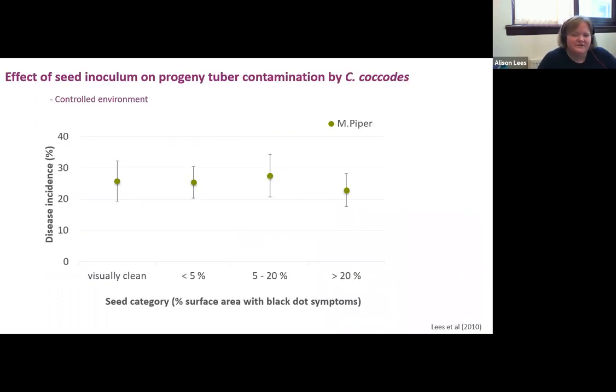So here's some old work of ours looking at the role of seed-borne inoculum in causing black dot on progeny tubers. We planted seed with different levels of disease, ranging from visually clean to more than 20% surface affected with black dot symptoms, into Colletotrichum-free soil under controlled environmental conditions. And we found no differences, seen here, in disease incidence on the progeny tubers relating to the levels on the seed that was planted. This indicates that levels of seed-borne inoculum are not predictive of black dot disease risk on the progeny tubers.